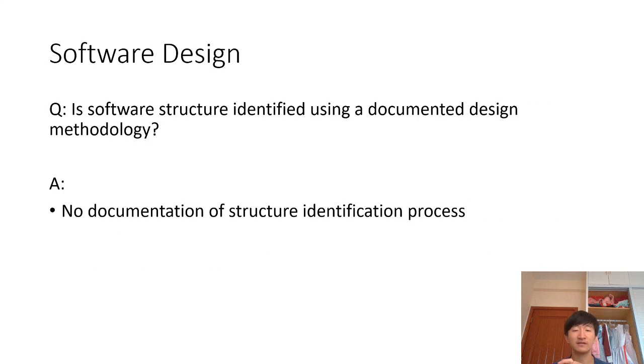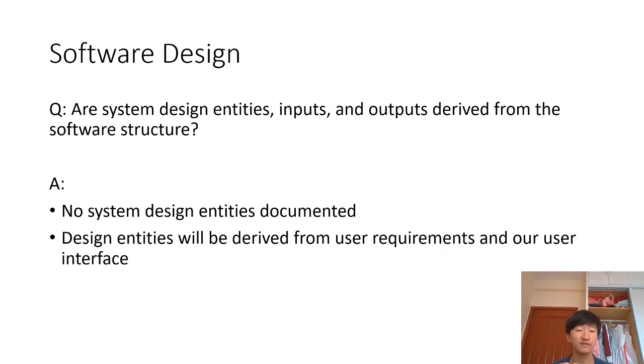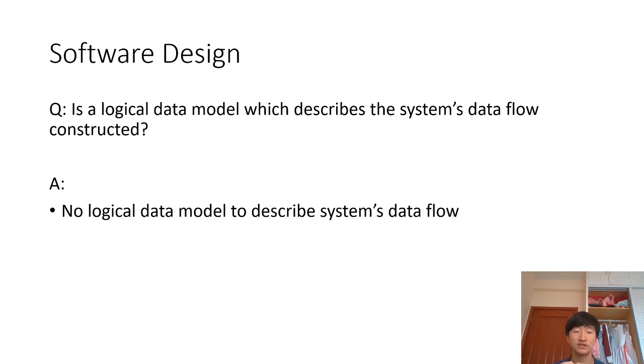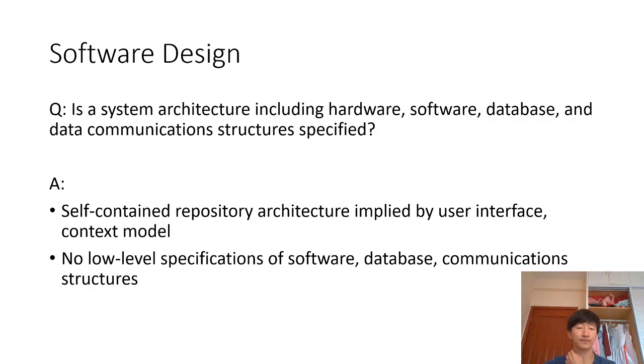Software structure has not been identified using a documented design methodology, nor have we formally documented at all the process by which we've identified our software structure. System design entities, inputs, and outputs have not been derived from the software structure, but have been derived from user requirements and a mock-up of the user interface provided to us by our clients. We have not constructed a logical data model which describes the system's data flow. Our current priority is to prototype our user interface, i.e. the front end, before designing or implementing the back-end data pipelines.